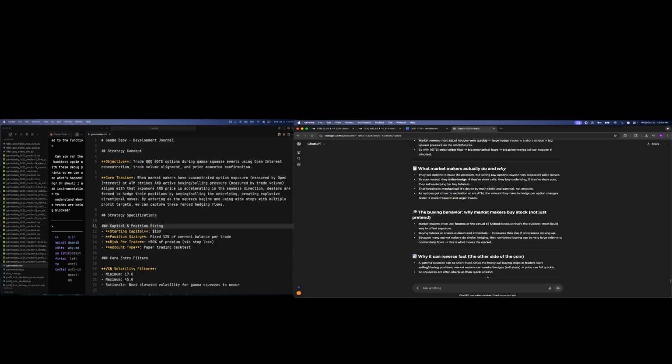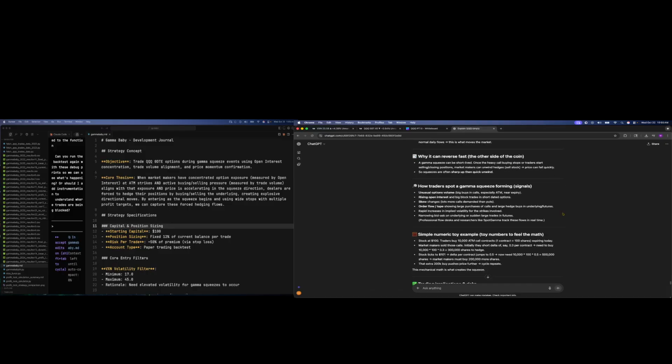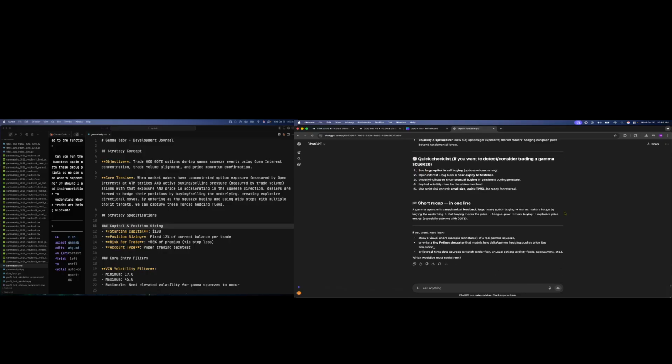So as options get closer to expiration or at the money, the amount they have to hedge per option changes faster, with more frequent and larger trades. The buying behavior, so this is a lot. Let's just go to the summary so we can recap this.